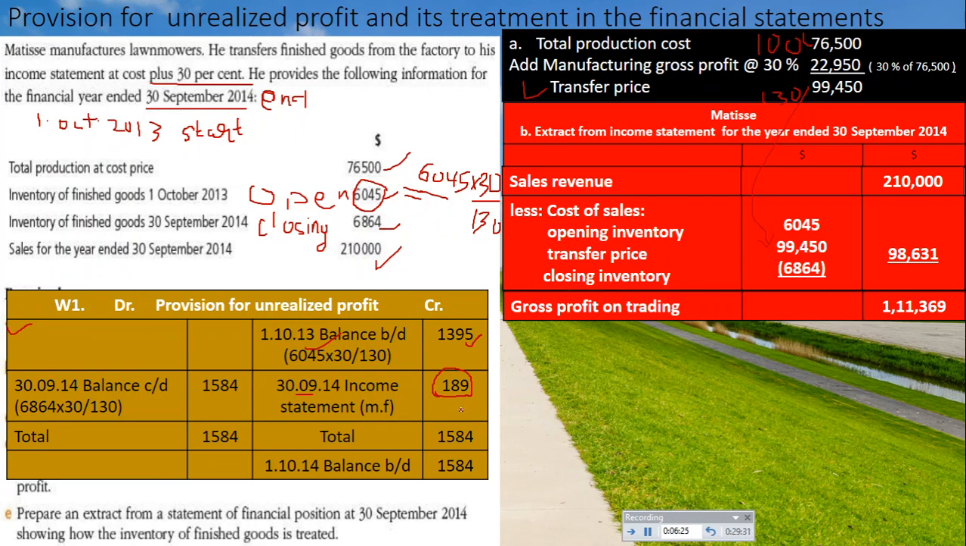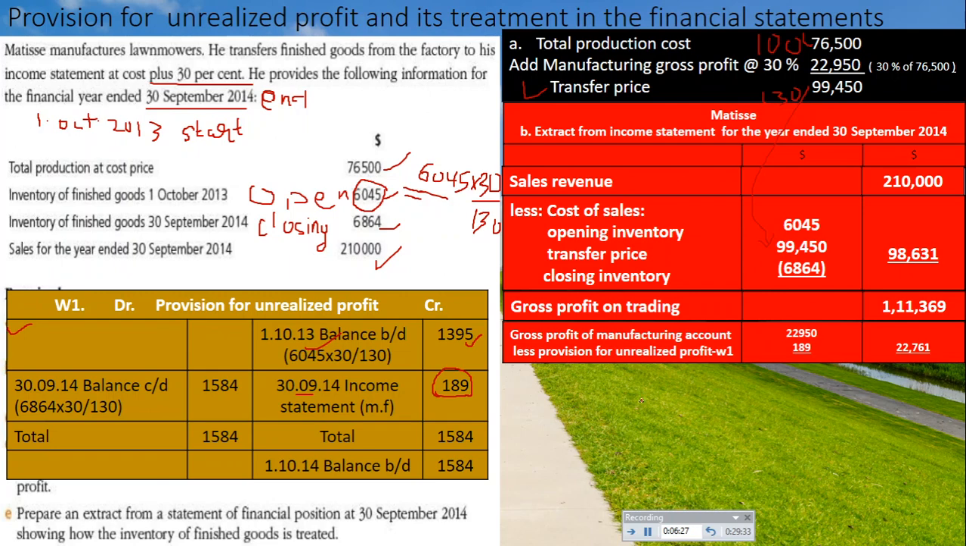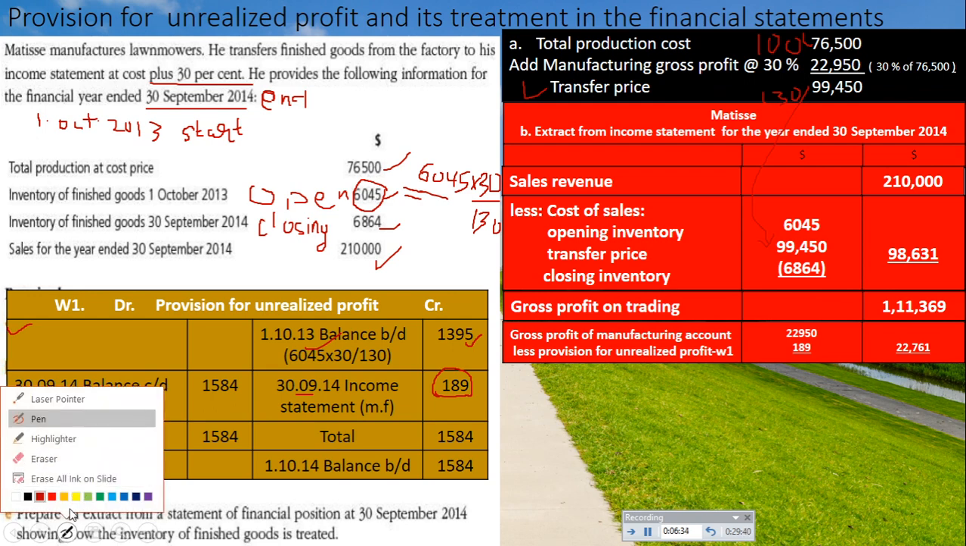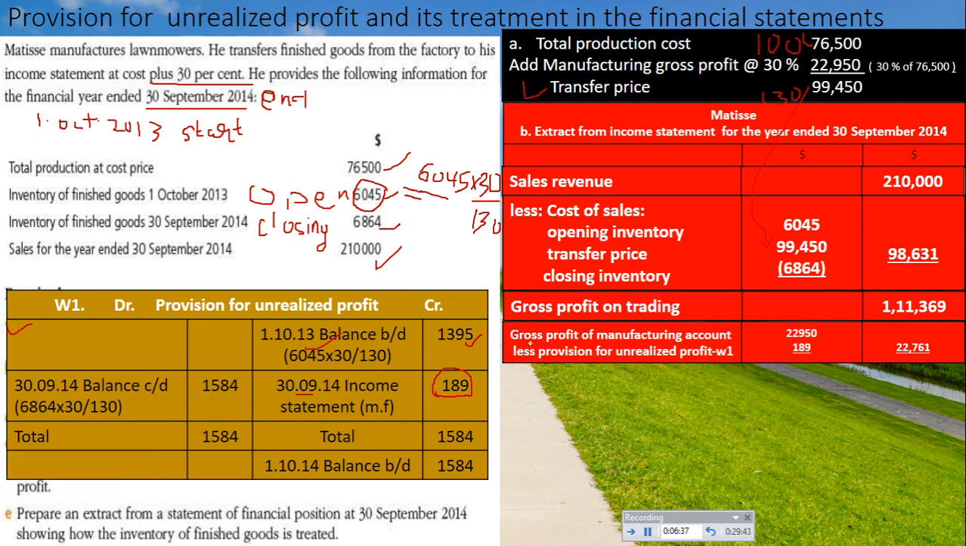Now how to treat 189? We see here. After you get the gross profit on trading account, next we add the gross profit of the manufacturing account. The gross profit of the manufacturing account is 22950. We put 22950, and then less provision for unrealized profit 189, which we solved out here. This has to be deducted out here. So the missing figure is as good as your expenses, you need to deduct it out here.